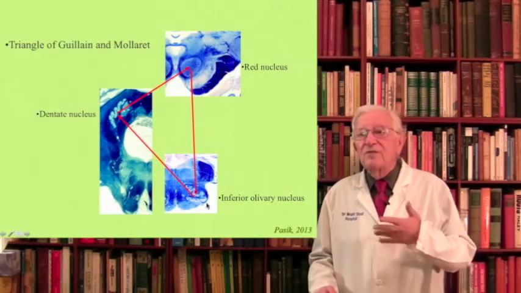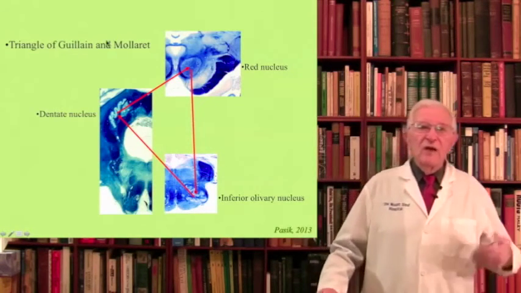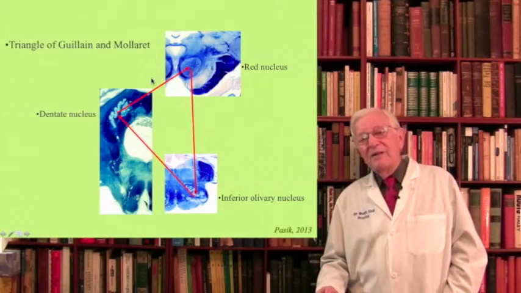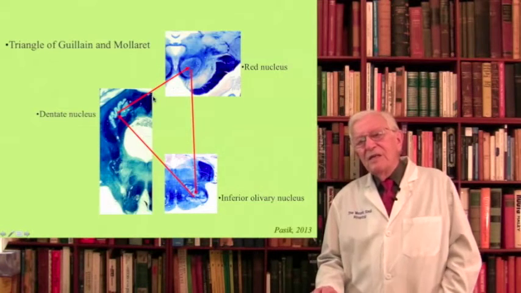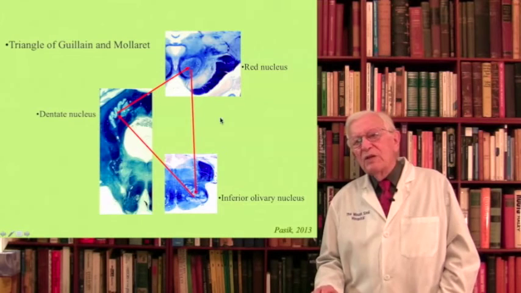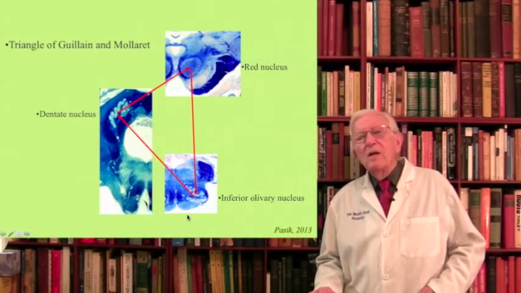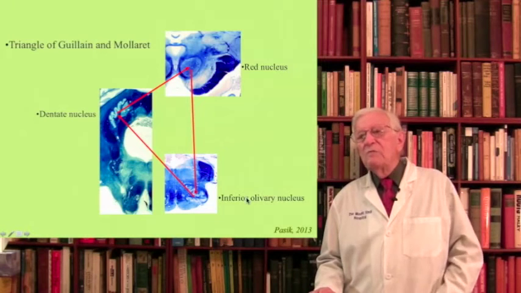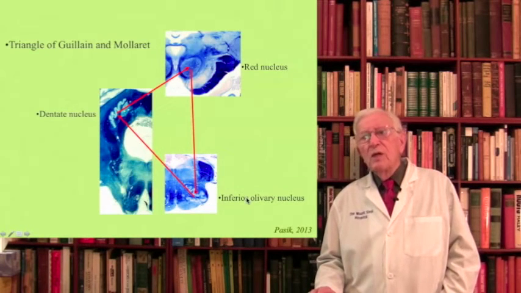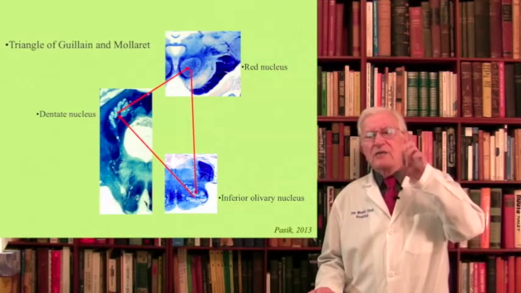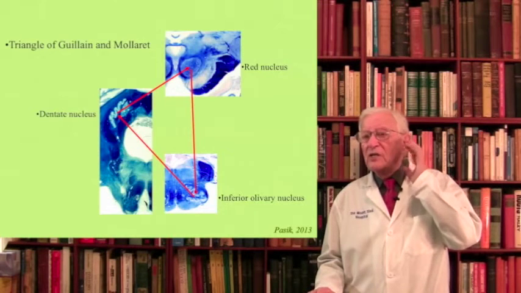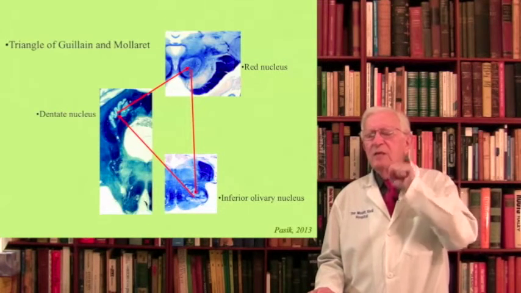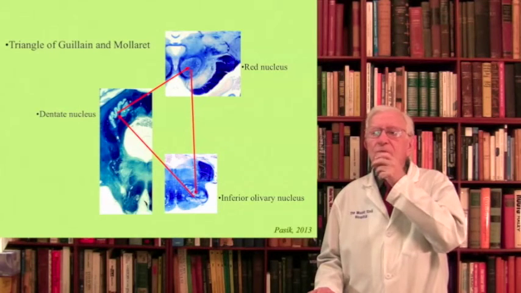So this has even an eponym, the triangle of Vienna-Moyaret. And the interesting thing is that when there is interference with this triangle, the patient may show a very peculiar symptom, which is palatomyoclonus. You know, the soft palate clicks all the time. The patient can hear the click, the examiner sometimes hears the click, and it never stops.